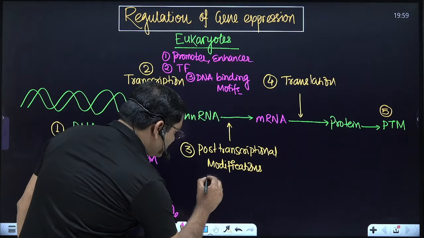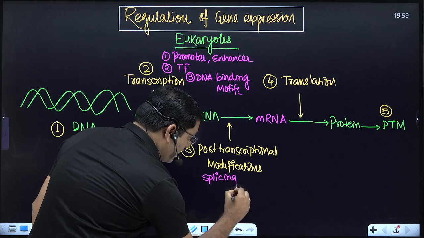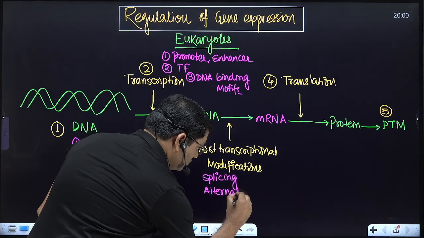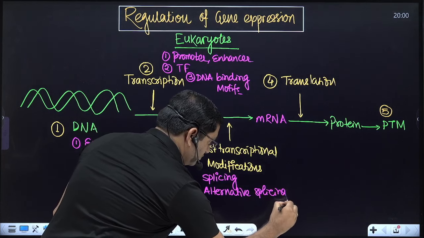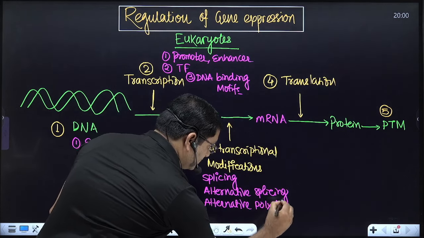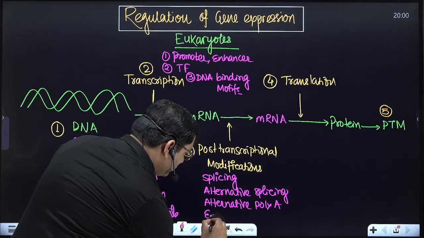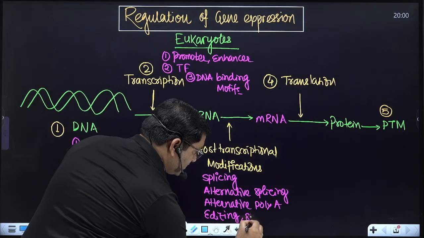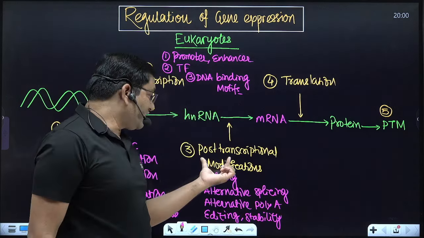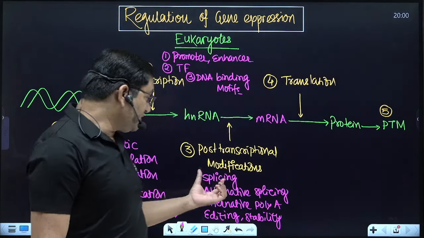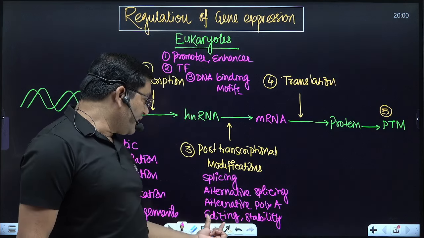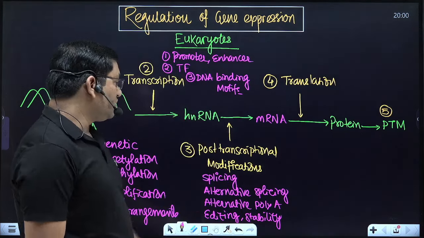It includes splicing of the mRNA, selective splicing of the mRNA, then alternative splicing of mRNA, then alternative poly A cleavage site, then mRNA editing, and mRNA stability. These are the important points in the regulation of gene expression by the post-transcriptional modifications: splicing of the mRNA, alternative splicing, alternative polyadenylation cleavage site, then mRNA editing and mRNA stability.